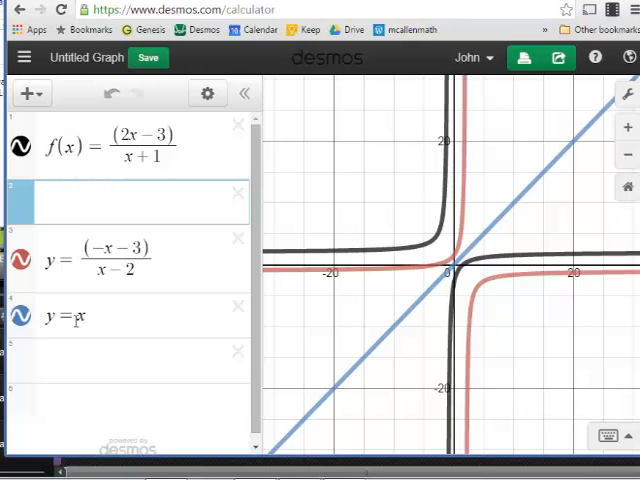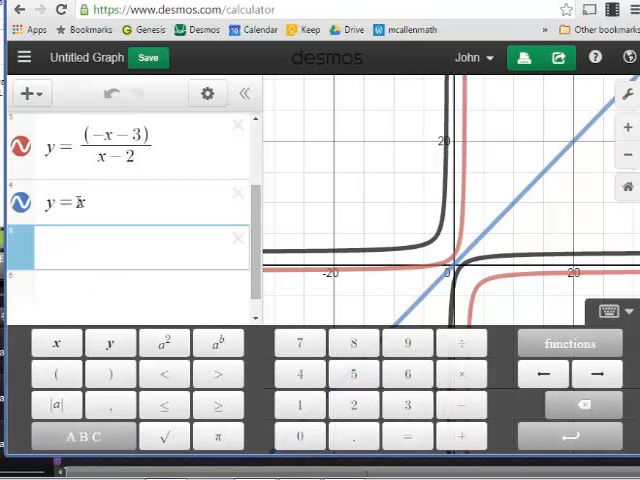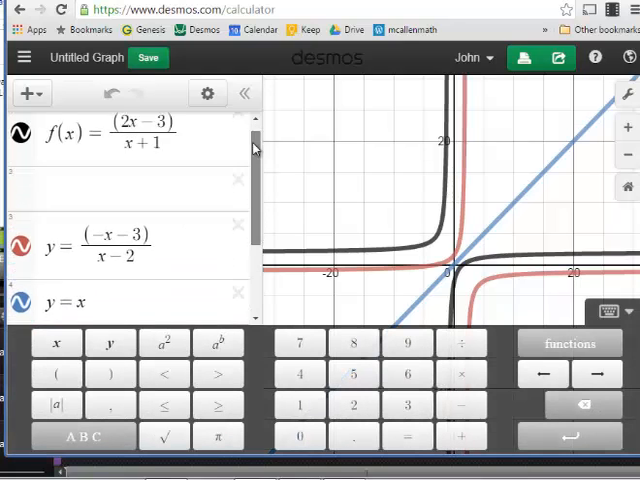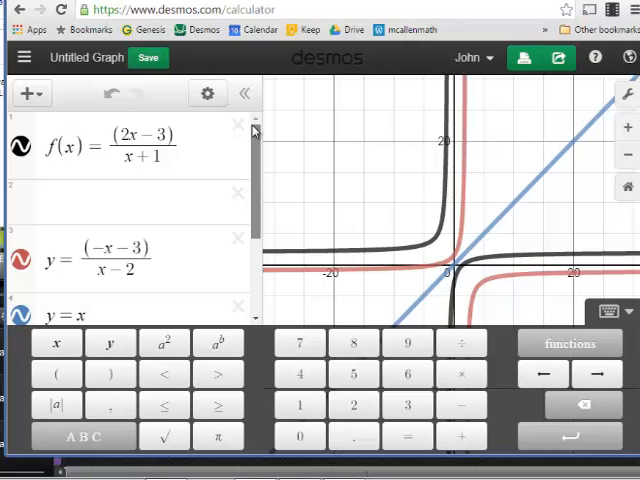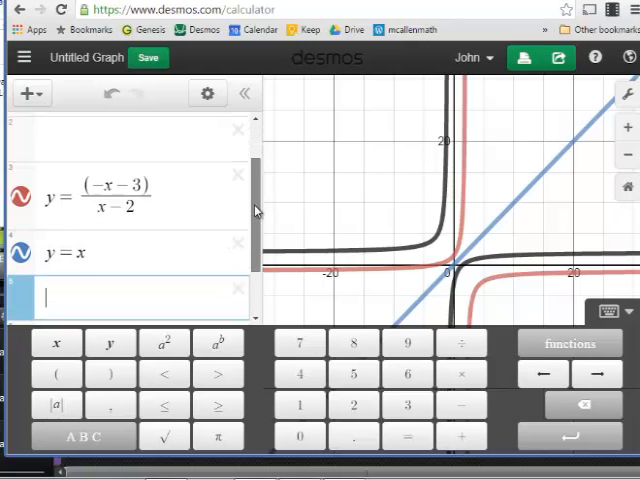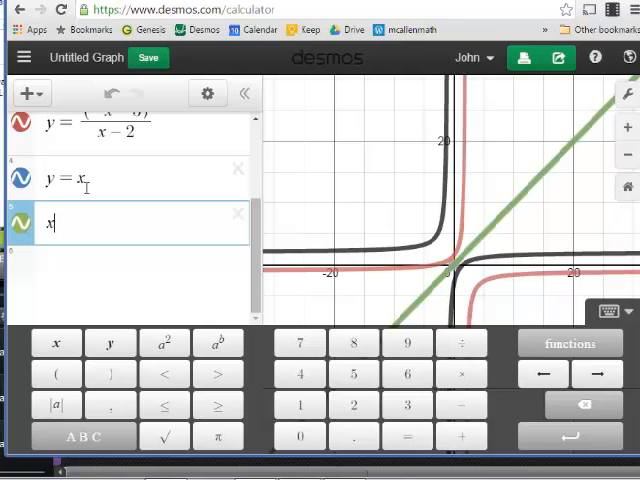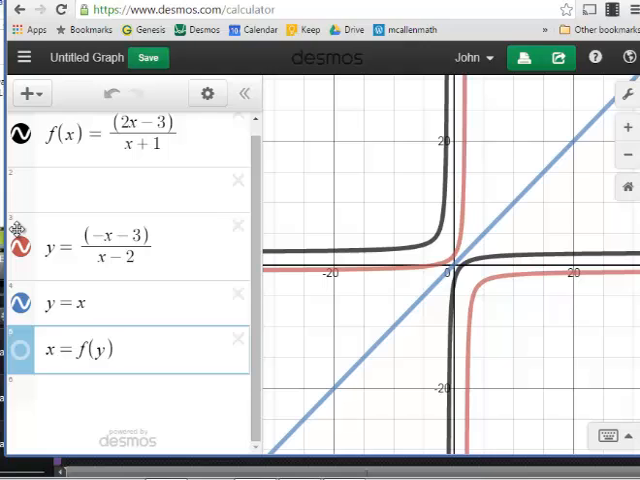But here's the big thing: remember that test I did in one of the earlier videos? For the function, I put in f of x equals (2x minus 3) over (x plus 1), so I use f of x notation. So I can easily just do x equals f of y. And you can see how the green line is on top of the red line. That shows that what I solved for in number 3 is, in fact, the inverse that I found through Desmos.